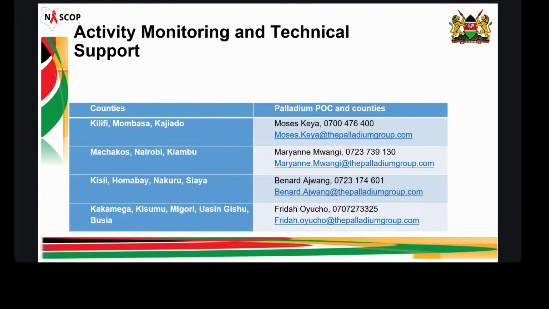So for Kilifi, Mombasa, and Kajiado, we have Moses Care, and that is his phone number and the email address. For Machakos, Nairobi, Kiambu, Mary Ann will be available to support that, in situations where you require any of the officers to visit you physically or to support in person. So just reach out to the team. You'll be able to work closely and organize for that. Kisii, Homa Bay, Nakuru, Siaya, Bernard Ajwang will be available to provide that support. And for Kakamega, Kisumu, Migori, Uasin Gishu and Busia, Frida will be available to provide the in-person and, of course, remote support.